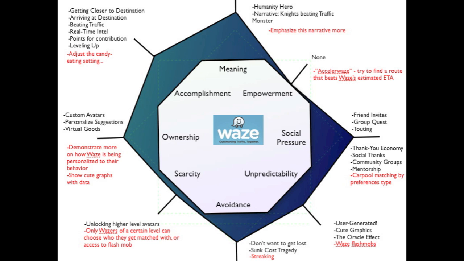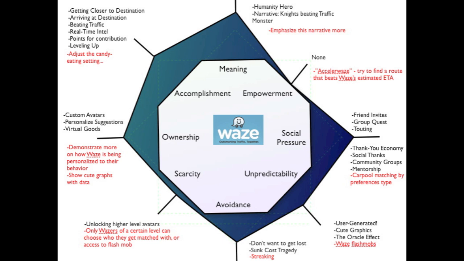So the first thing I think Waze should do is emphasize more on the narrative part, showing the knights beating the traffic monster. I noticed them taking this away recently, which I think works to their disadvantage. For empowerment of creativity, I came up with something called a seller Waze, which is really getting users to try to find a new route that beats Waze's estimated time of arrival. And that really allows people to think and use their creativity and try different things and see if they can beat Waze, right? And that makes things more engaging and allows for creativity.